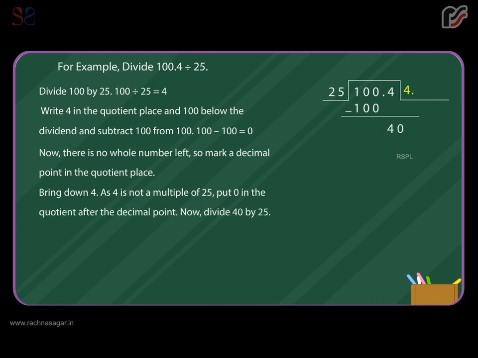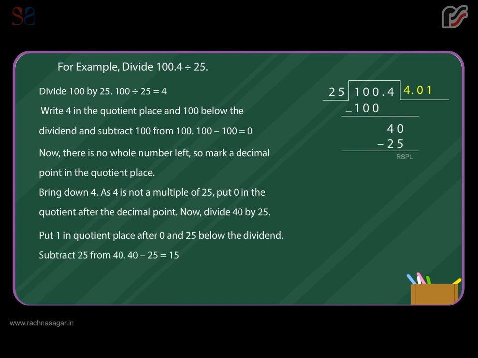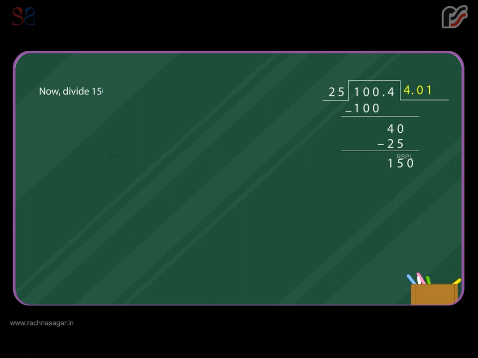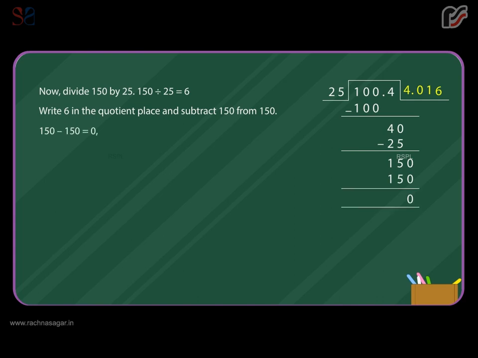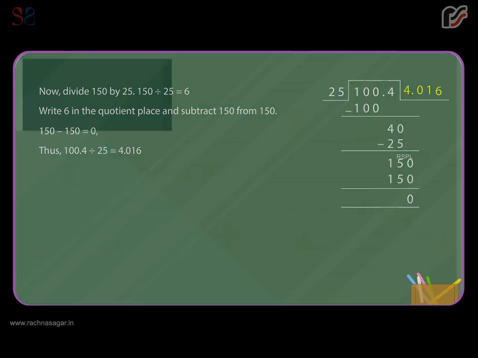Now, divide 40 by 25. Put 1 in quotient place and 0 and 25 below the dividend. Subtract 25 from 40. 40 minus 25 is equal to 15. Put a 0 after 15. Now, divide 150 by 25. 150 divided by 25 is equal to 6. Write 6 in the quotient place and subtract 150 from 150. 150 minus 150 is equal to 0. Thus, 100.4 divided by 25 is equal to 4.016.